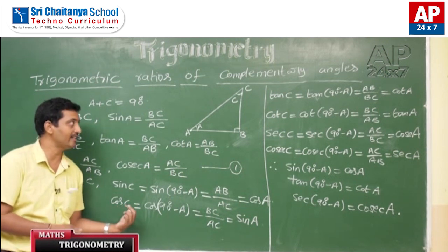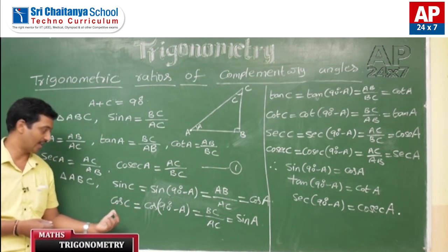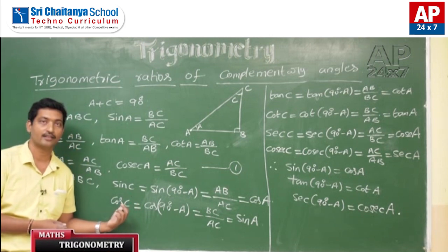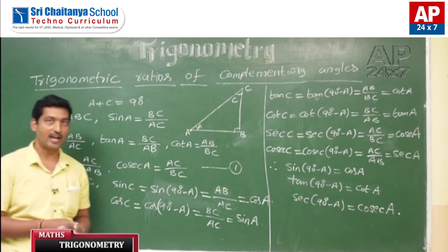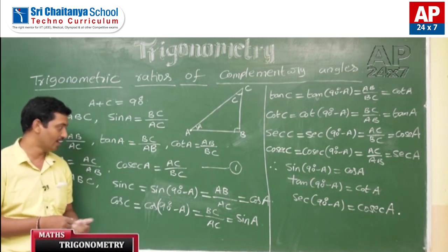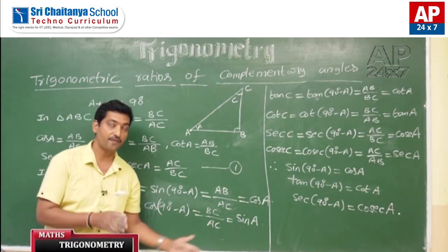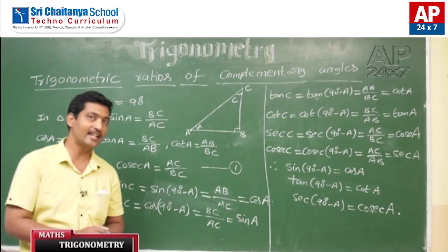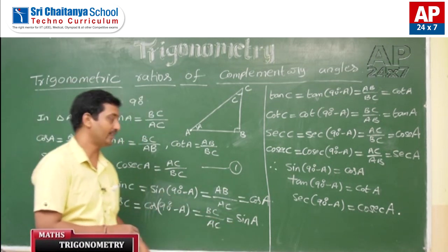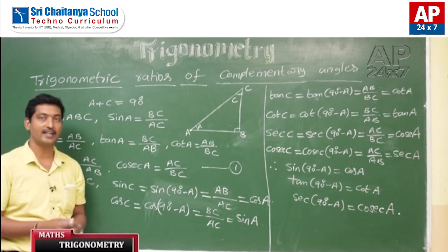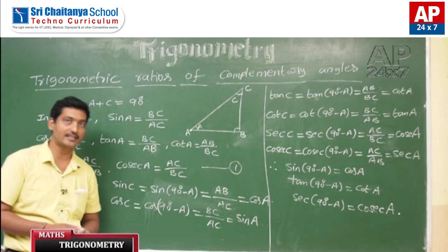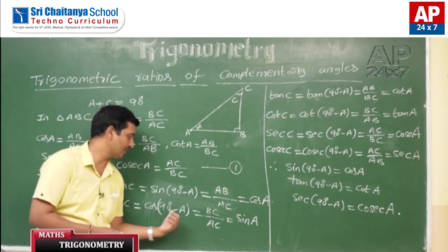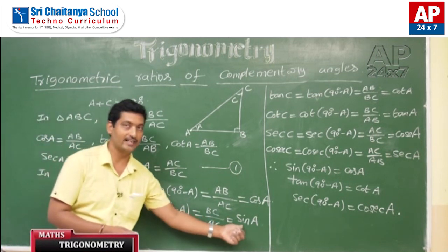What is cos C in triangle ABC? Cos C is adjacent side to C. What is adjacent side to C? BC. And what is hypotenuse? AC. Therefore, BC by AC. From the first relation, what is BC by AC? Sin A. See, sin A is equal to BC by AC. And we can replace C with 90 degrees minus A. Therefore, cos of 90 degrees minus A is equal to sin A.